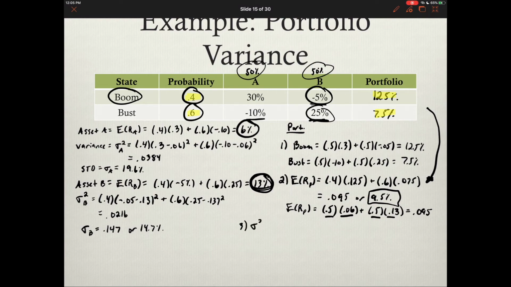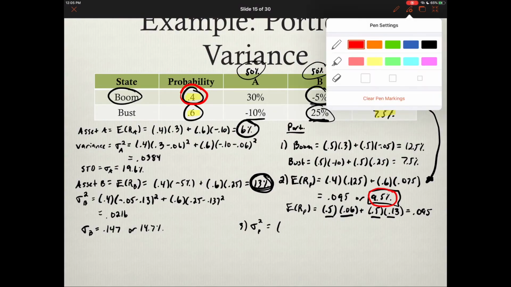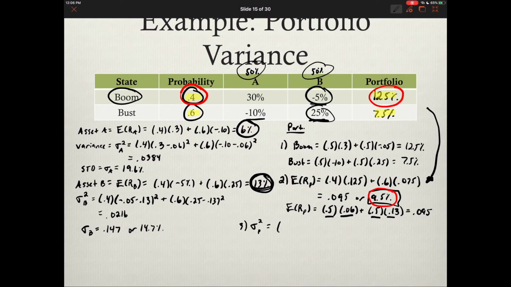So once again, it's the same setup. Now we're calculating the variance of the portfolio. We take the probability of a boom, and then the difference between its return and the expected return overall, and we square that difference. So it's still going to be the sum of the squared deviations from the average, and we are incorporating the probabilities as well. So we have a 40% probability of a boom. In a boom economy, the portfolio has a 12.5% return minus the expected return or the average, and we square that difference.